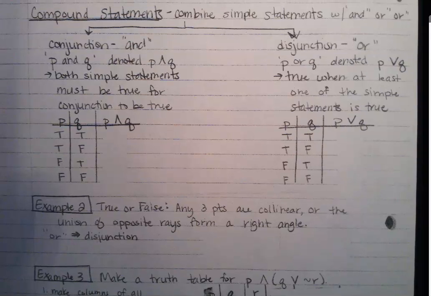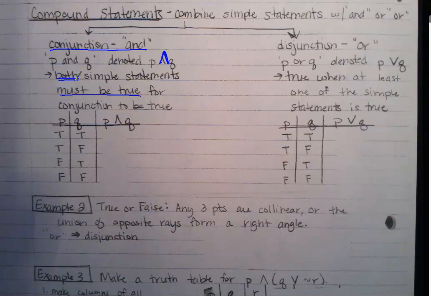Okay, yes. Compound statements combine simple statements with and or. So a conjunction uses and, right? Our conjunction uses and. So P and Q, it is denoted with this little symbol. If it's an and statement, both simple statements must be true. So both must be true for the conjunction to be true. Okay, does that make sense? Let's see if it makes sense.